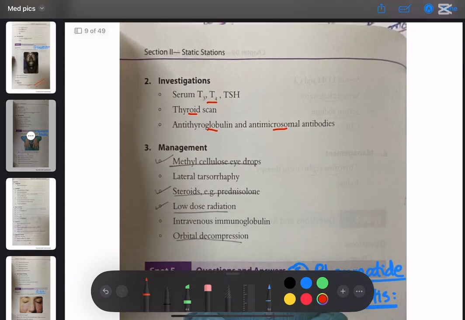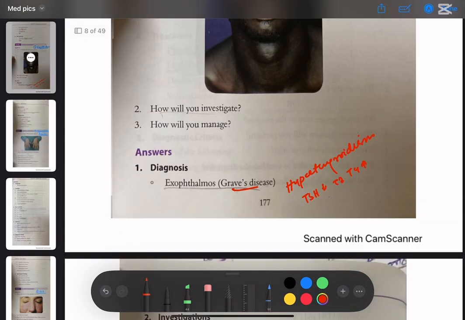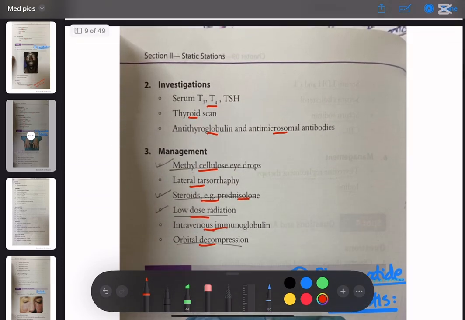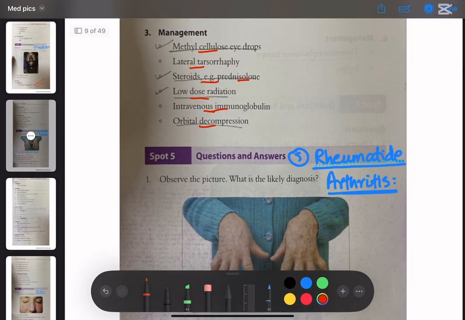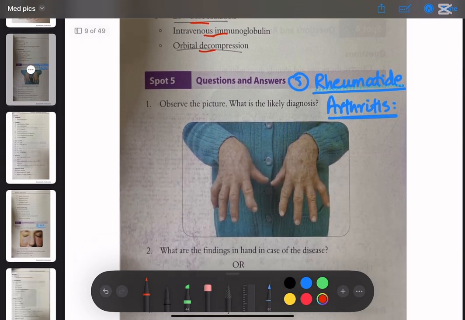And for management of the hyperthyroidism or Graves' disease, methylcellulose eye drops are given. Lateral tarsorrhaphy can be done. Steroids, for example, prednisolone, are used. Low dose radiations are used, and intravenous immunoglobulins are given. And orbital decompression is done for exophthalmos. Okay, tarsorrhaphy and orbital decompression, and methylcellulose eye drops. Now the fifth case is rheumatoid arthritis.